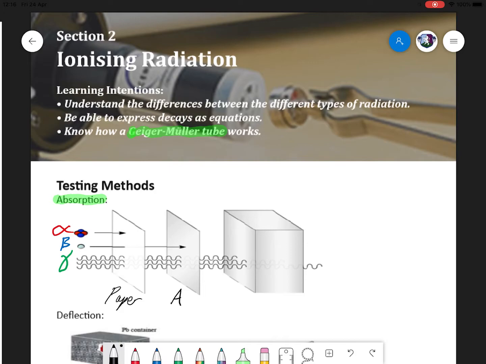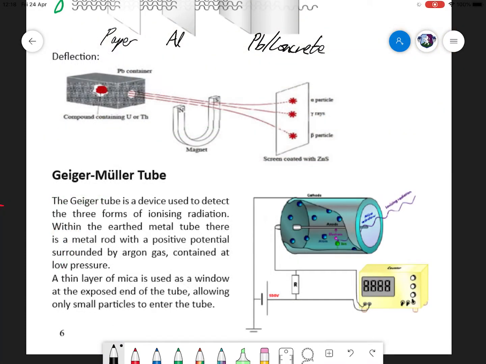So alpha is easily absorbed and blocked by paper, whereas it takes a thin amount of aluminium to block and absorb beta. Gamma rays, however, can pass through all of them and still pass through lead or concrete to a certain degree, but it is reduced, so not entirely blocked.